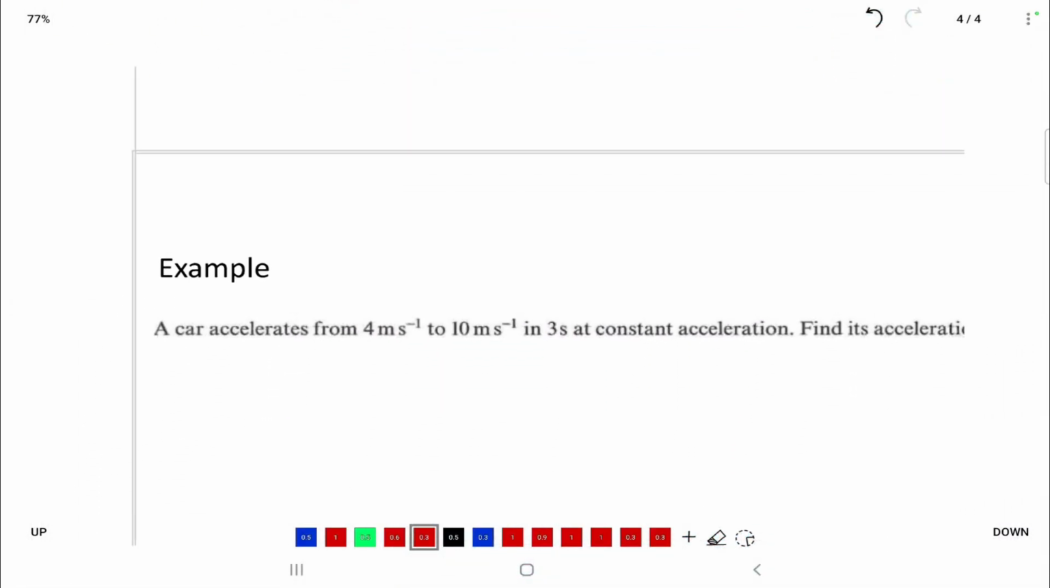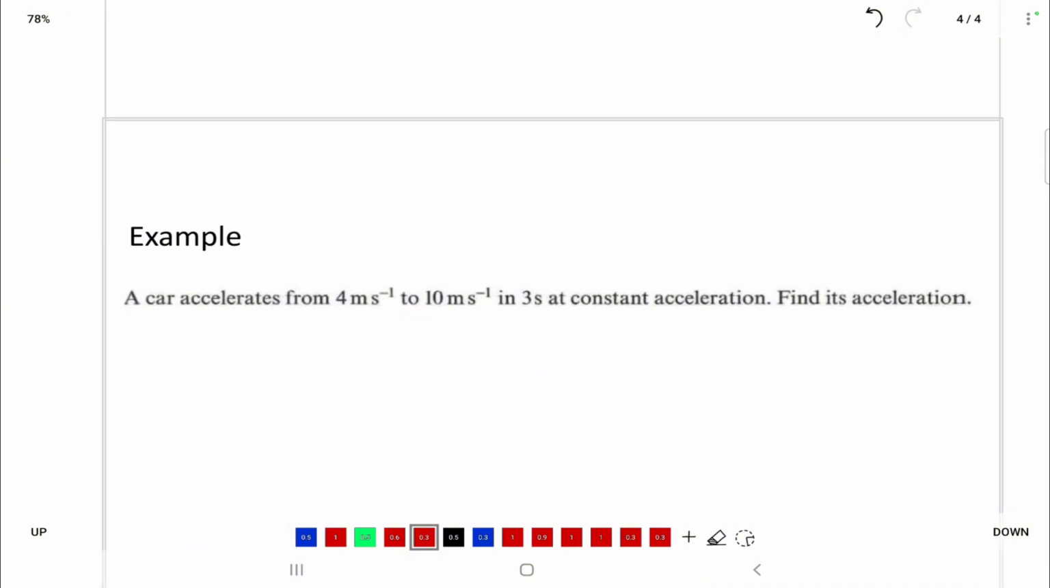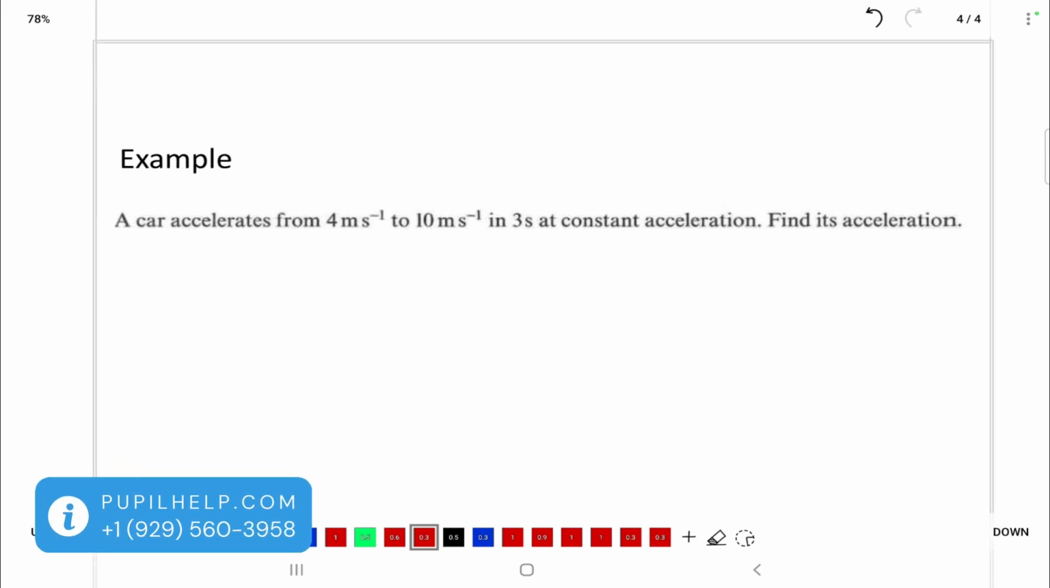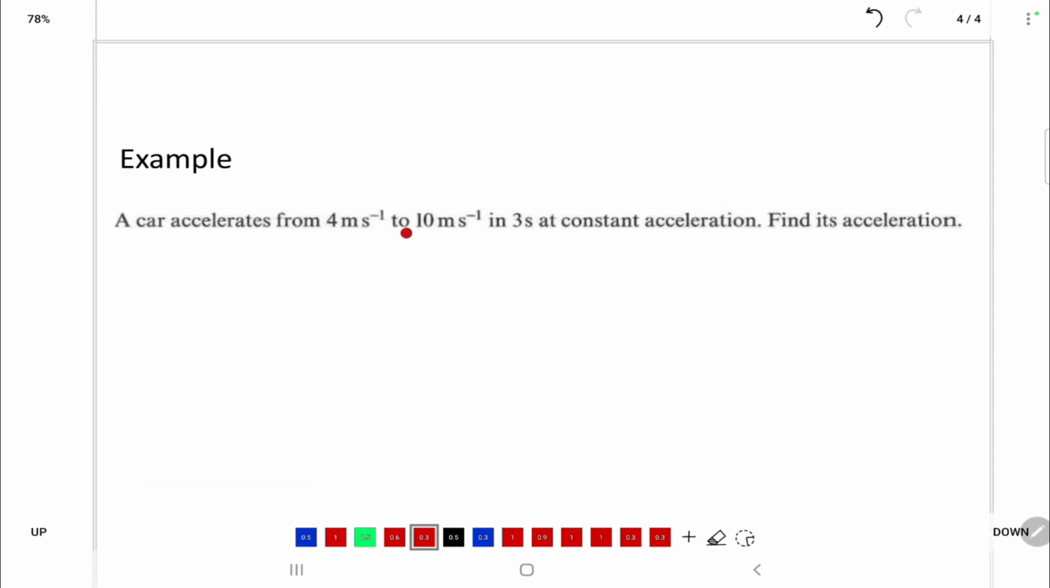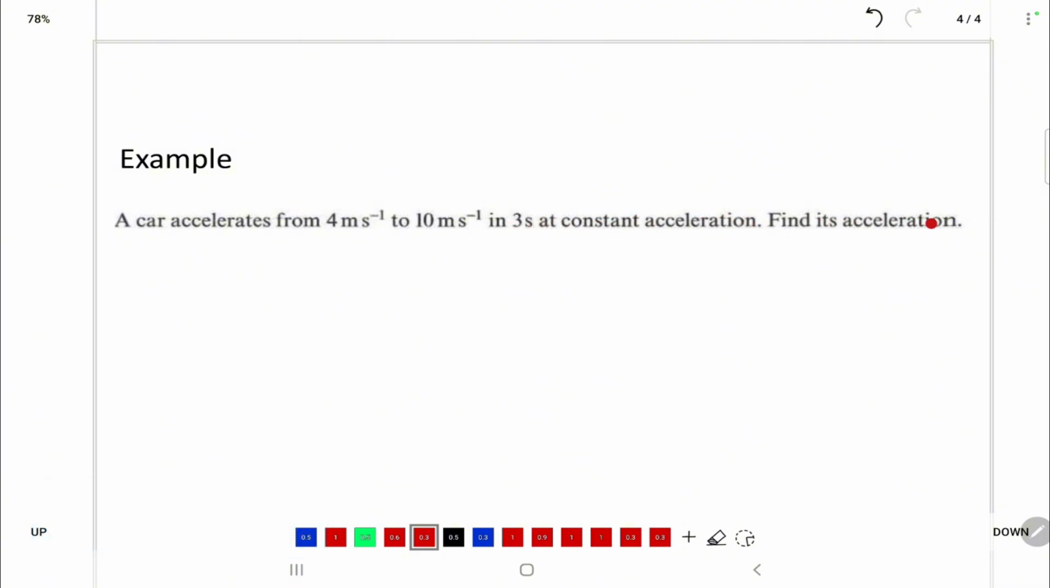Okay, now we will solve one more example on acceleration. A car accelerates from 4 meters second to the minus 1 to 10 meters second to the minus 1 in 3 seconds at a constant acceleration. Find its acceleration. So we have to compute the acceleration.